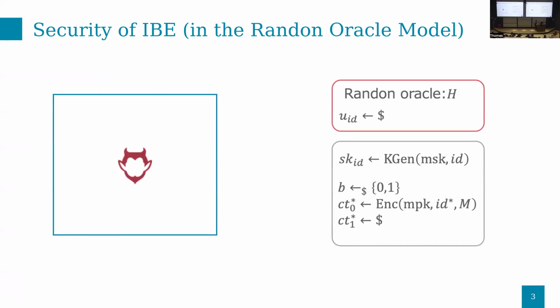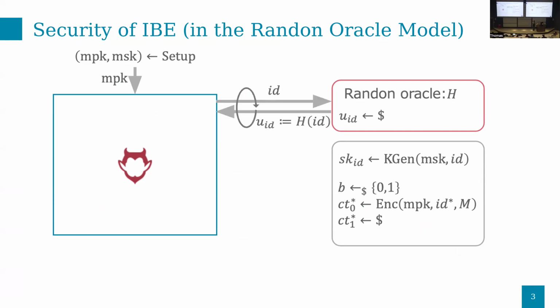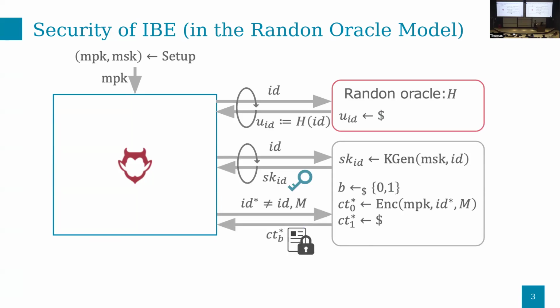The security of IBE is defined as a game between an adversary and a simulator. First, the simulator generates a master public key and master secret key and gives the master public key to the adversary. During the game, the adversary can adaptively make random oracle queries and secret key queries. At some point, the adversary sends a message and a challenge identity, ID star.